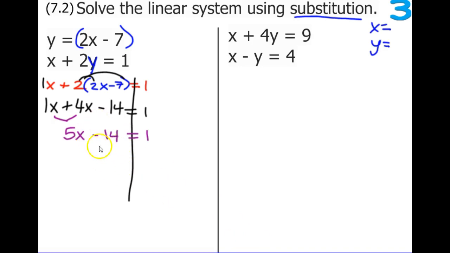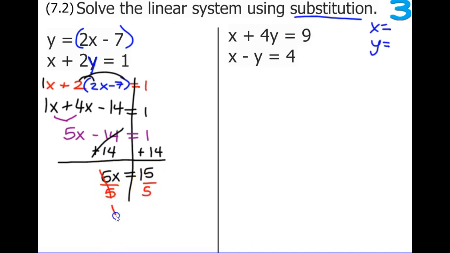So get rid of your addition and subtraction first. I'm going to have to get rid of that 14. Adding 14. So we have 5x equals 15. And then last, divide by 5. So we have x equal to 15 divided by 5, which is 3. We do need to list our answer as a point, x comma y. So I know x is 3, so we need to plug that back in and find y.